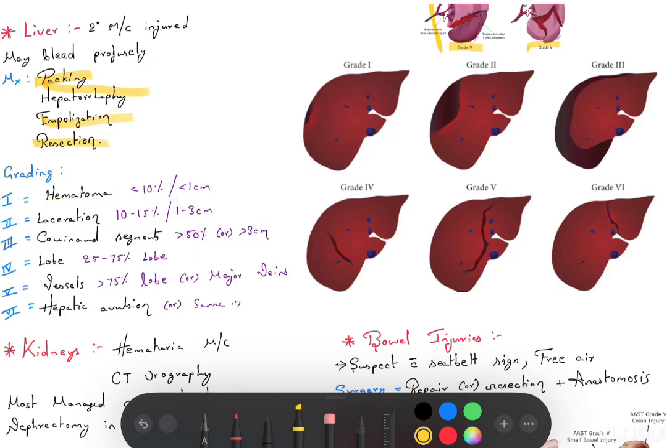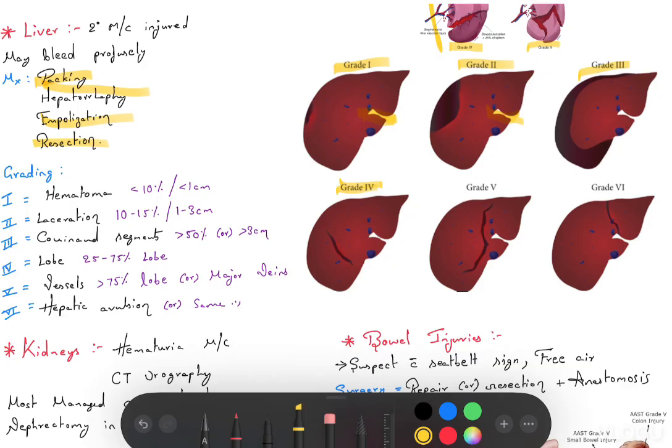In grading, first of all, this is grade 1. The liver got a tear here. So we can see hematoma less than 10% and less than 1 centimeter. In grade 2, we can see lacerations of 10 to 15% and 1 to 3 centimeters of the tear. Next we can see grade 3, that is Couinaud segment, greater than 50% or greater than 3 centimeters. Next one, grade 4, that is lobe.